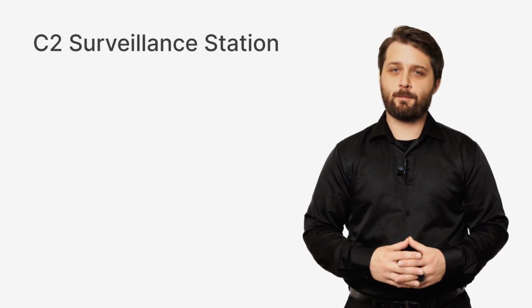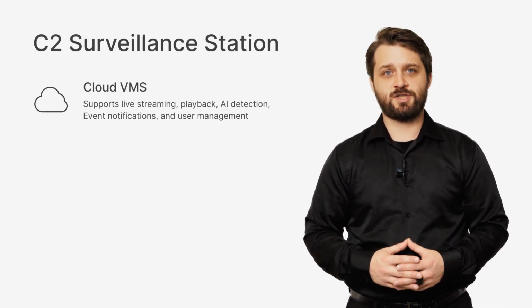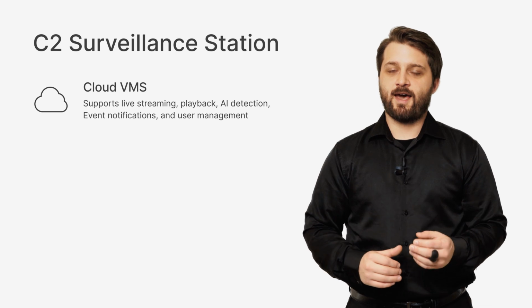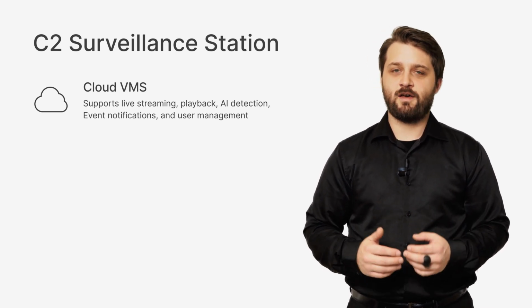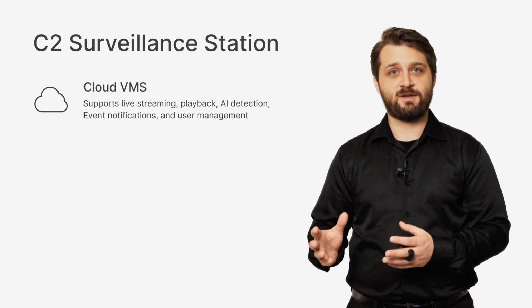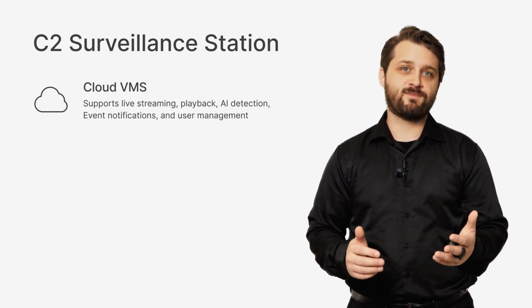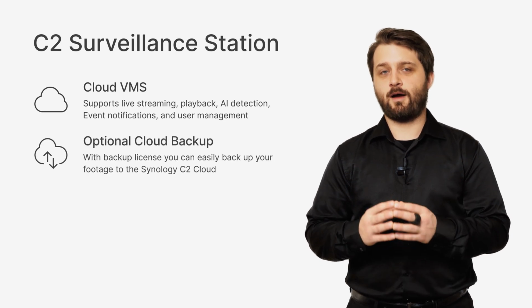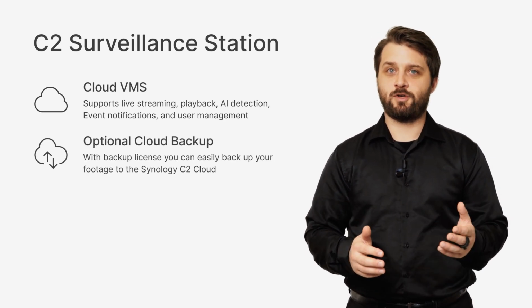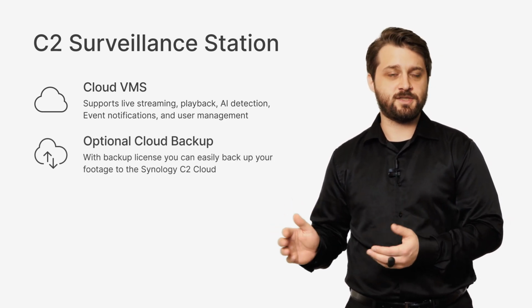Surveillance Station. Synology's C2 Surveillance Station is a comprehensive video management system from Synology inside of its C2 cloud and allows you to do things like live streaming, playback, AI detection at the edge, event notifications, and advanced user management utilizing some other services and platforms inside of the greater C2 ecosystem. You also have the option for cloud backups with your camera footage for the direct-to-cloud Synology C2 cameras.